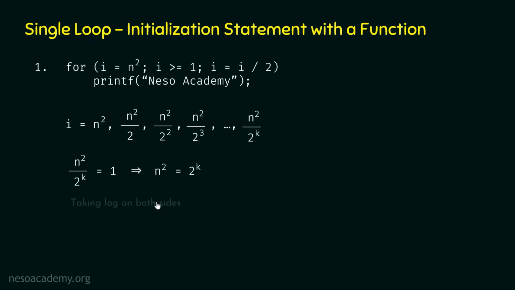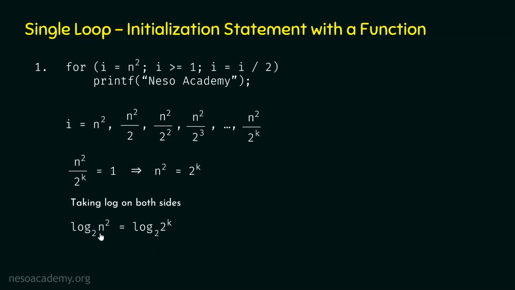Let's apply log base 2 on both sides of this equation. We will get log n square base 2 equal to log 2 power k base 2. Now in the LHS and in the RHS, we can apply the property of logarithm, which is log a power b base c equal to b times log a base c.